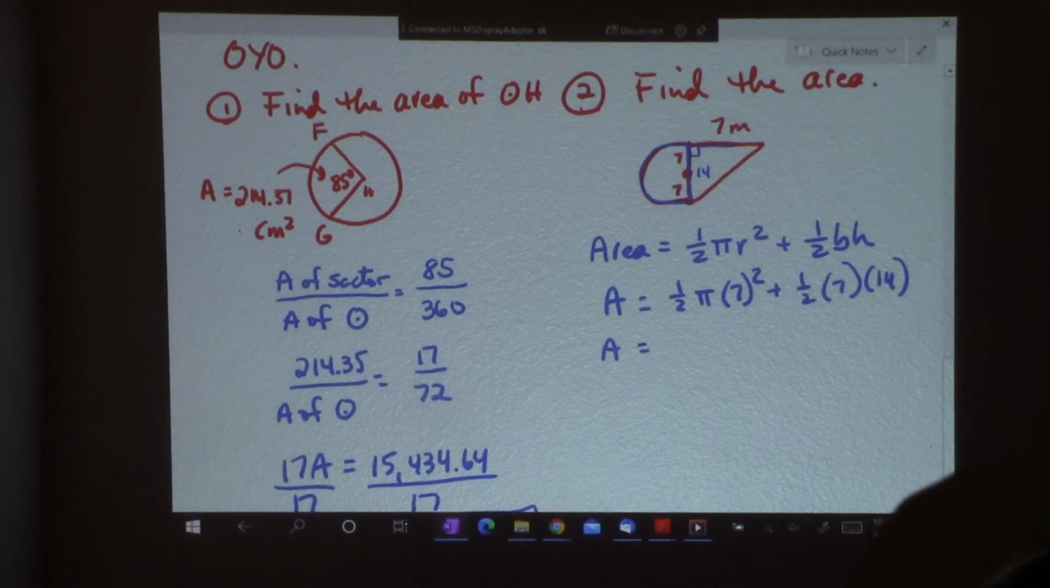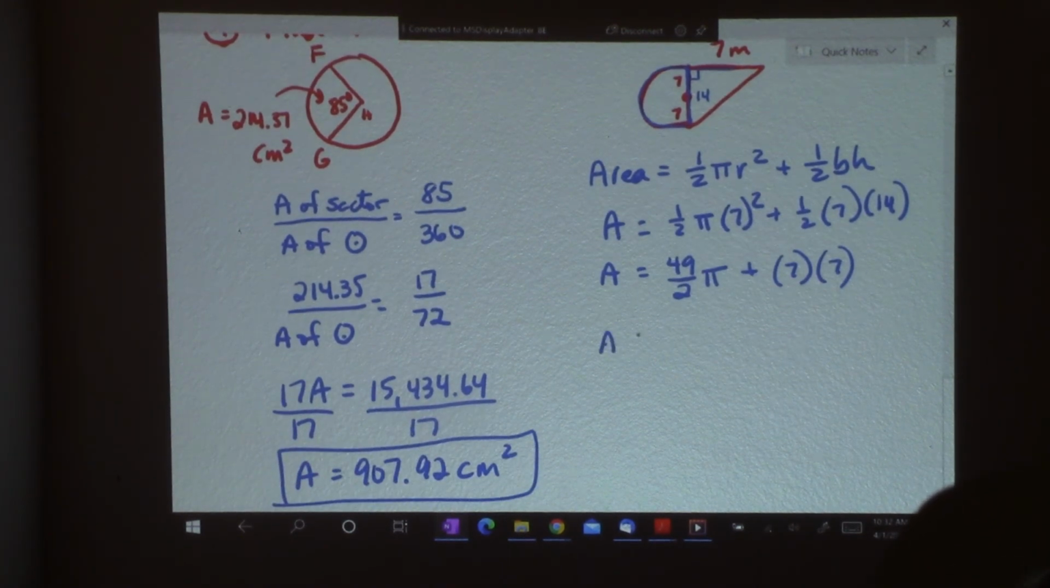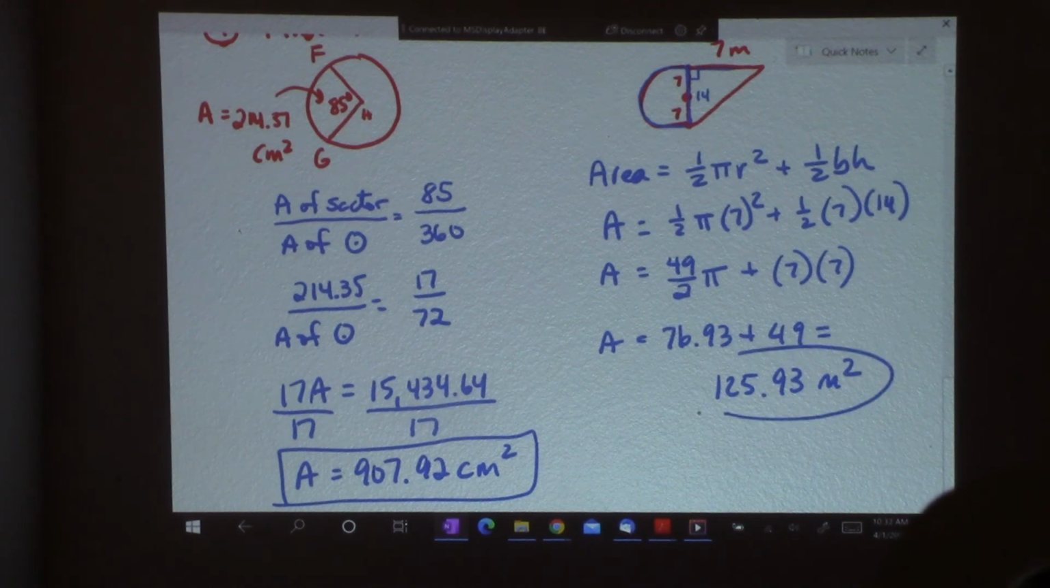So I get 49 times 1/2 would be 49 over 2 pi. And 1/2 of 14 is 7, so I end up with 7 times 7. And then when I work this 49 over 2 pi out, I get 76.93 plus 49, and I get 125.93 meters squared. Okay, and that's my answer.